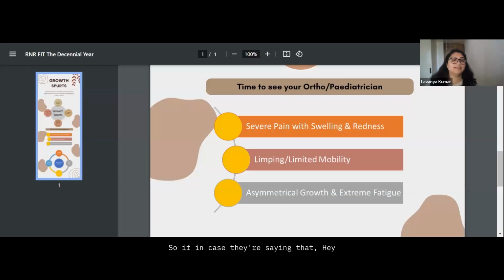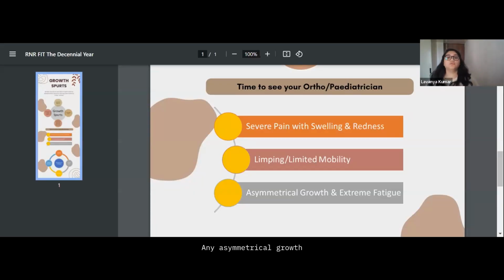So if in case they're saying that hey, there's not a lot of pain, but they're unable to walk, they're unable to even sit, or they're unable to put one foot forward with full weight bearing on it, then that becomes a problem. So if there's any limping, any limited mobility, that is when you should see the doctor.